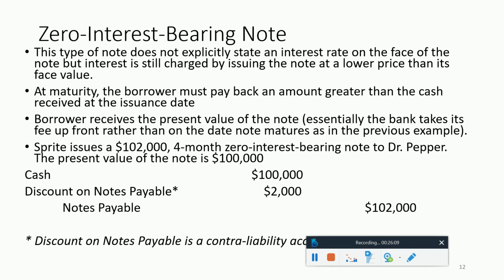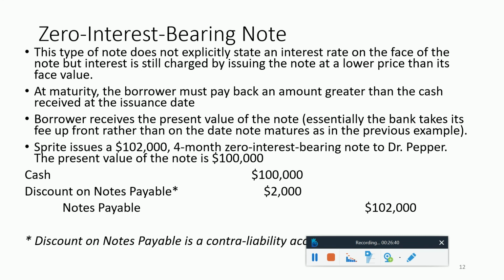Now, you might be asking yourself, well, if this is a zero interest-bearing note, then why am I being charged interest? And the reason for that is you can rarely, if ever, borrow money for free. Why? Because there's always an opportunity to invest the money in something else and earn interest. And that's the time value of money concept that you learned in Accounting 310.